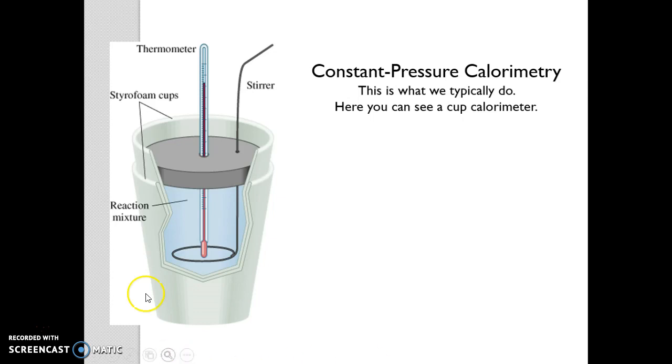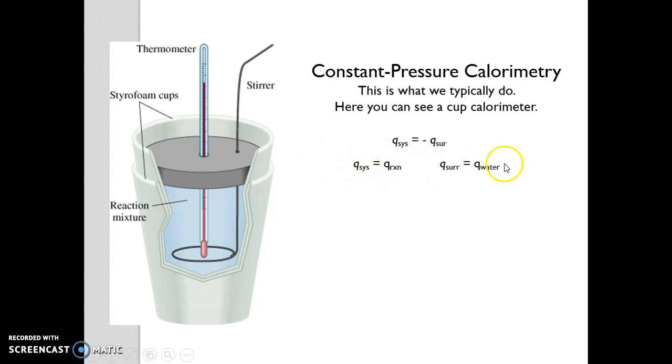So pretty primitive. You've got a water sample in here. The chemical is going to cause the temperature of this water to change, and we're going to read the temperature change of the water. So still dealing with this idea, Q system equals Q surroundings. The system, obviously, is the chemical reaction.